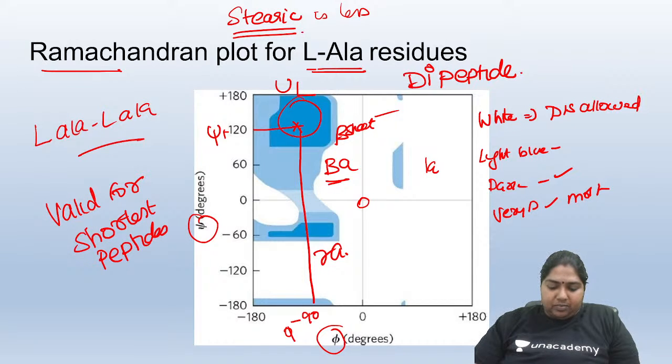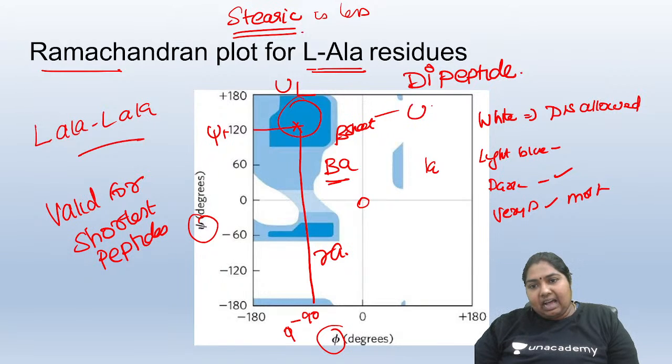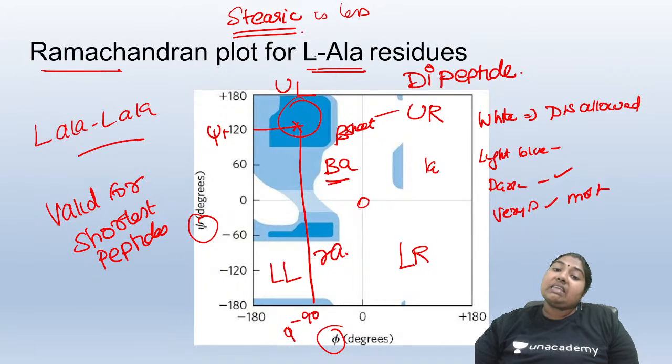So this is going to be the upper left corner, and this is going to be the upper right corner. This is the lower left corner. This is the lower right corner. So this is applicable for all of my L-alanine.